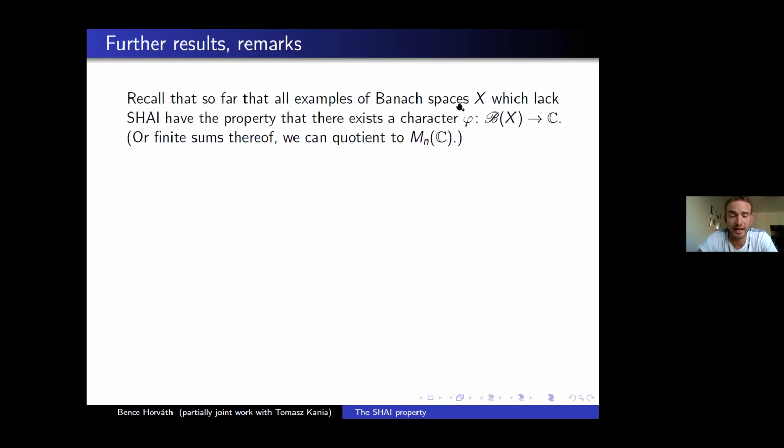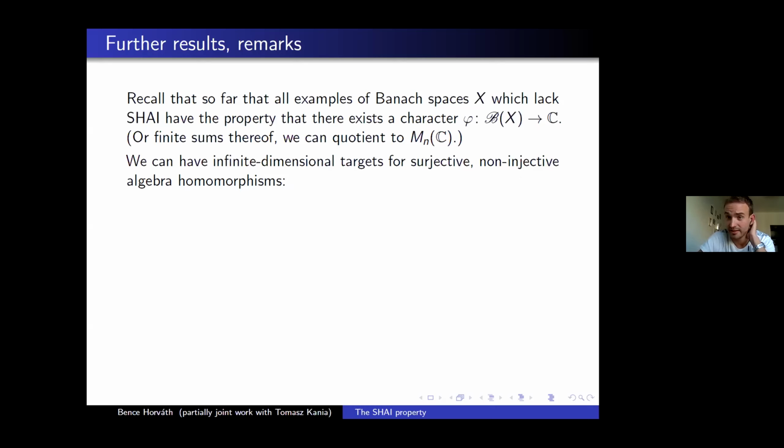Recall that if X is such that the bounded operators on X has a character, so it's an HI space, it's the James space, it's the Samadani space, then this doesn't have the Shy property because you can quotient onto the complex numbers. Actually, if you take finite sums of these spaces, then you can quotient onto the n by n matrices, the algebra of n by n matrices, as well. But you could argue that this doesn't really tell you anything. These people have done the hard work, and this is just using their results, and I'm just quotienting onto something finite dimensional. So you might want to ask, can you quotient onto something infinite dimensional?